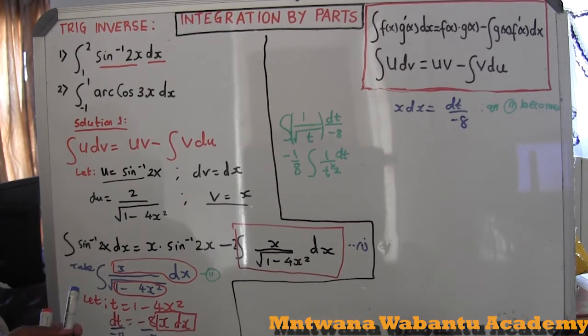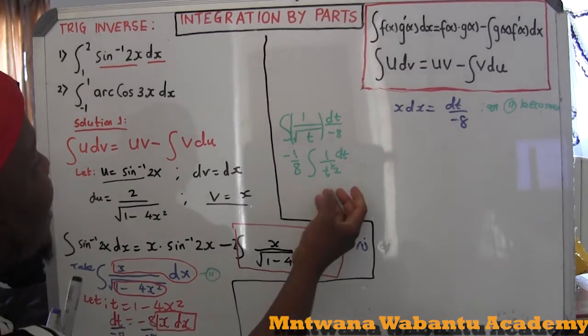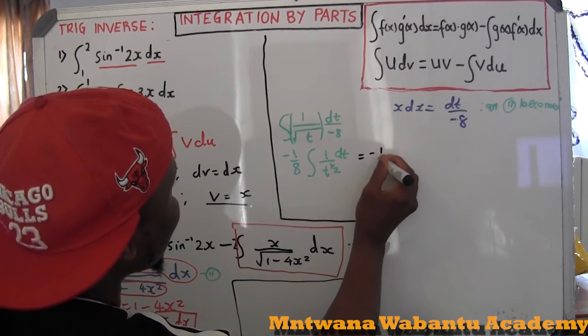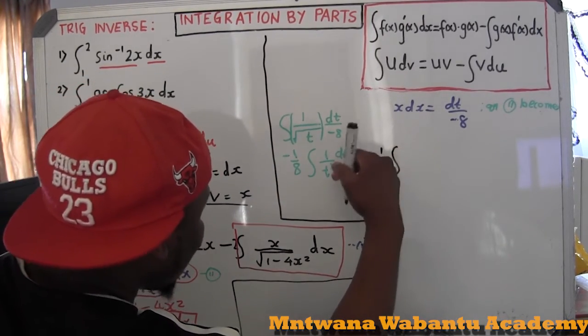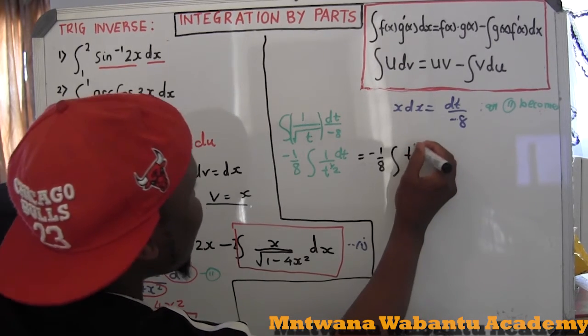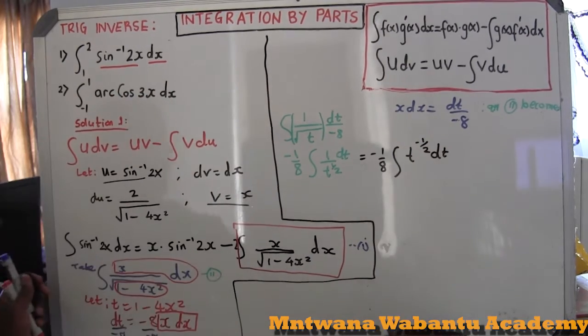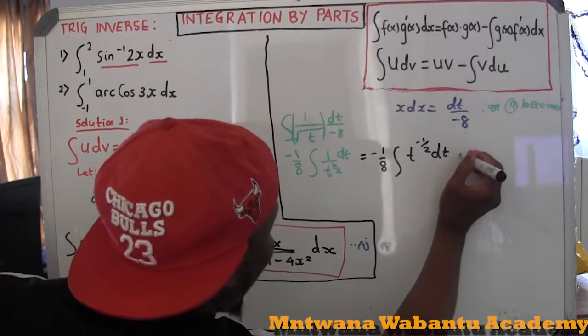So now this is an integral by power. I'm going to take the power to the top. So this is equal to negative 1 over 8 times the integral of t to the negative a half dt. Now we finish everything.